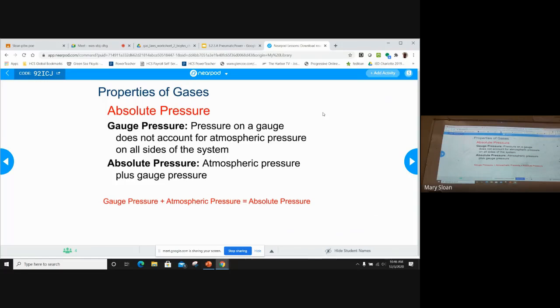So when we're talking about these properties of gases, we're talking about absolute pressure. Please write that word down, absolute pressure. When we're talking about absolute pressure in engineering, we're talking about pressure that are on gauges. Gauge pressure does not account for atmospheric pressure on all sides of the system. And that is gauge pressure. And then absolute pressure is atmospheric pressure plus gauge pressure. So you'll write those in whatever terms you want.